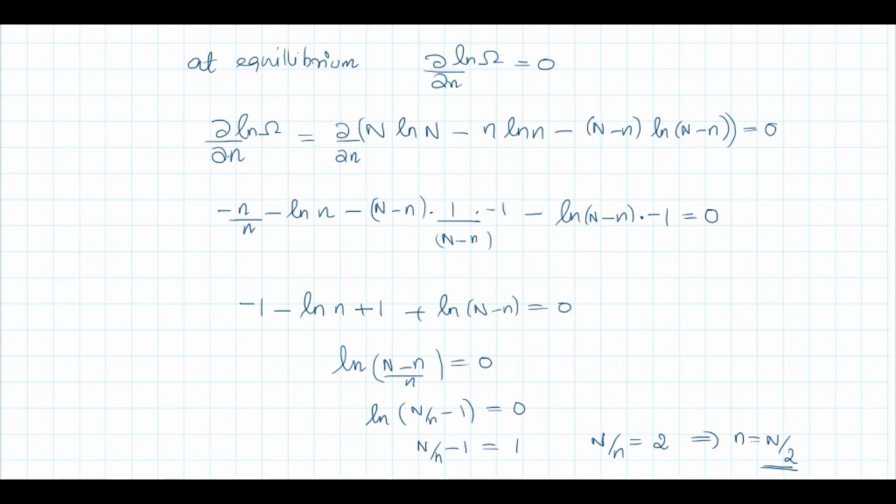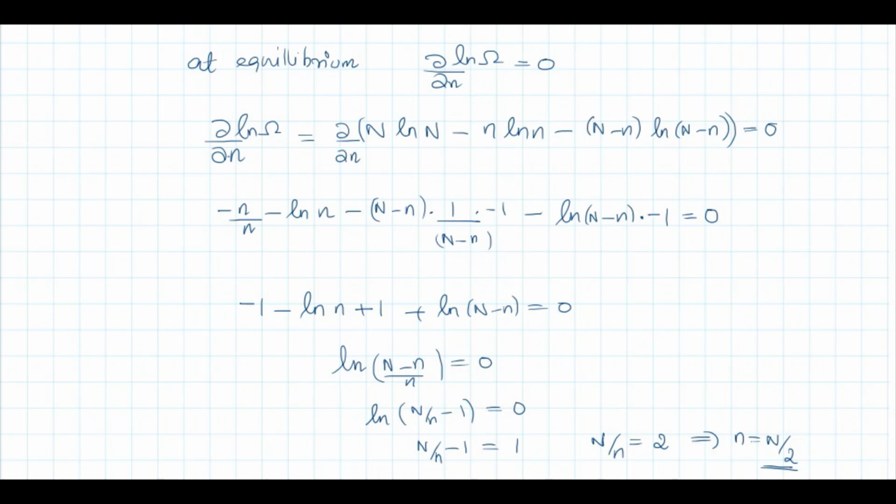At equilibrium, log omega is maximum, so the first derivative with respect to small n will vanish. You can take this first derivative with respect to small n. This is constant. Here, minus n log n, derivative is 1 by n. Then minus log n into n derivative 1. Minus (N minus n) log (N minus n), derivative is 1 by (N minus n) into minus 1. Minus log (N minus n) into (N minus n) derivative is minus 1, is equal to 0. Rearranging, you will get log (N minus n) by n equal to 0.